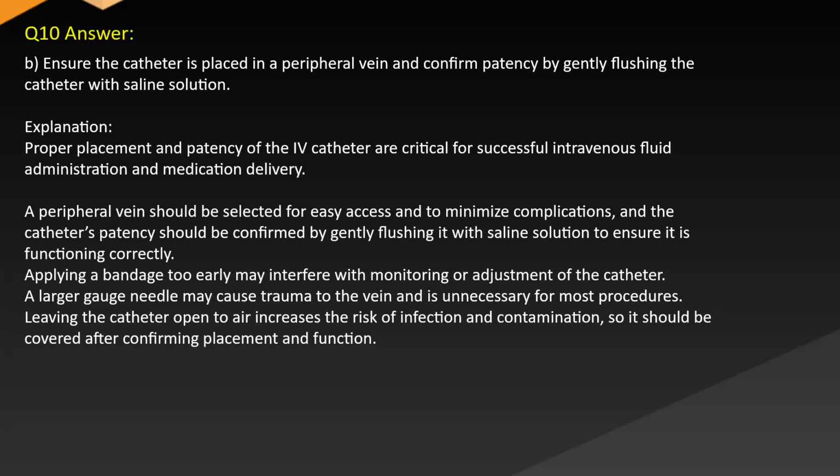Answer. B. Ensure the catheter is placed in a peripheral vein and confirm patency by gently flushing the catheter with saline solution. Explanation. Proper placement and patency of an IV catheter are critical for successful intravenous fluid administration and medication delivery. A peripheral vein should be selected for easy access and to minimize complications, and the catheter's patency should be confirmed by gently flushing it with saline solution to ensure it is functioning correctly.